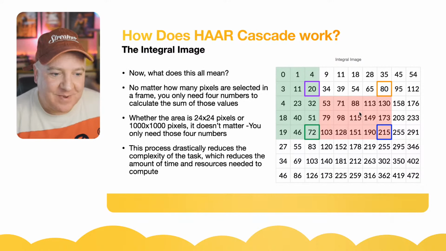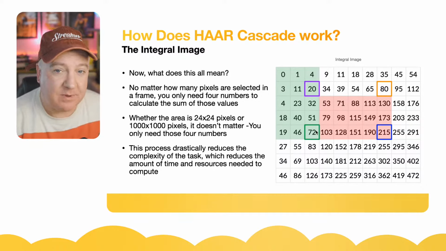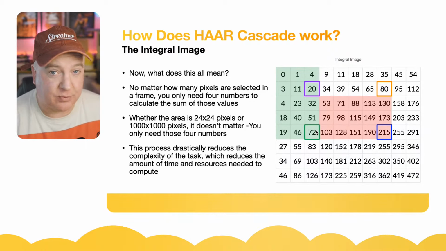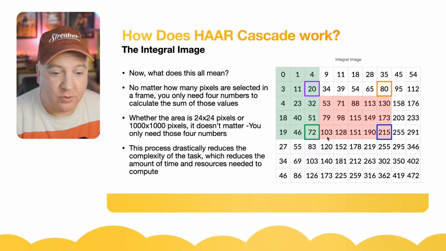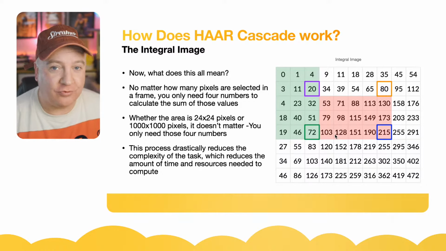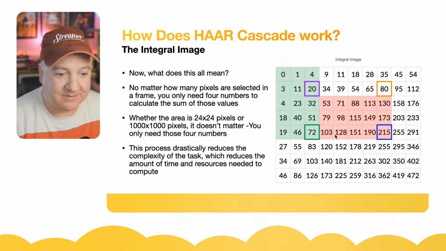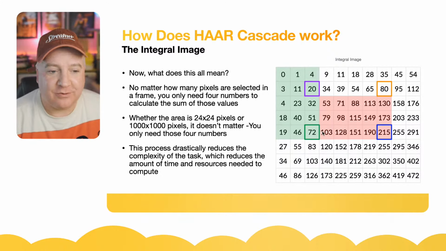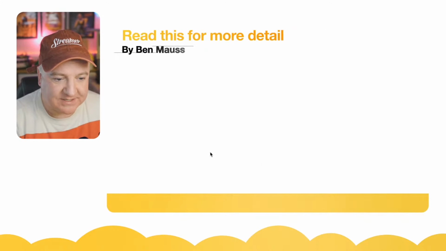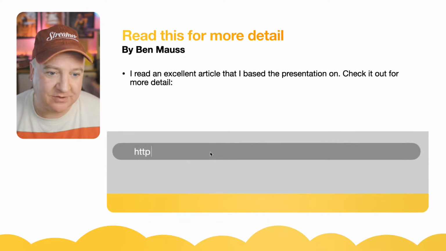So what does it all mean? No matter how many pixels are selected in the original frame, we only need 4 numbers to calculate the sum of those values, and that means we can then detect whether that feature is present in the image area that we've selected. So 4 numbers is a lot easier to calculate than 180,000 different values. So the process dramatically reduces the amount of calculation that we need to do.